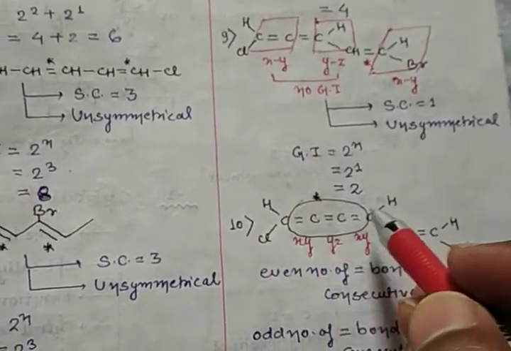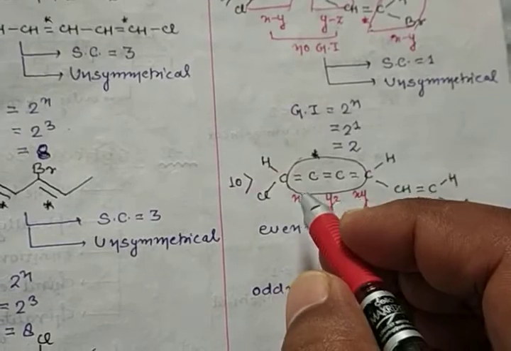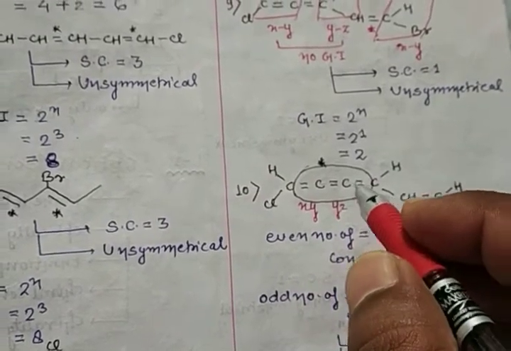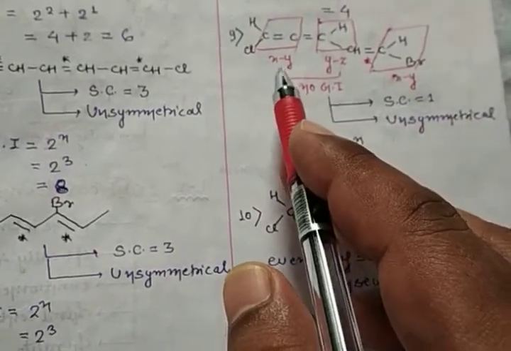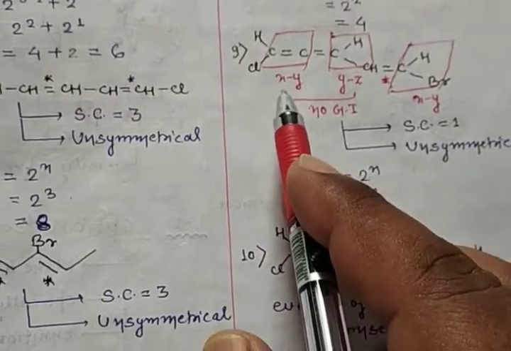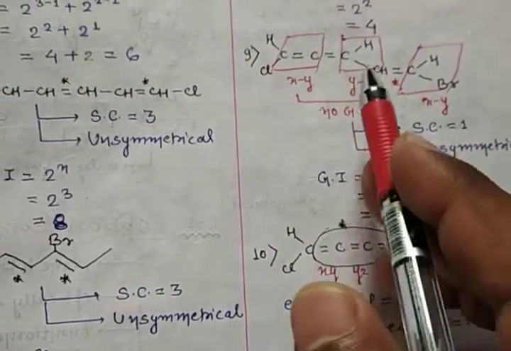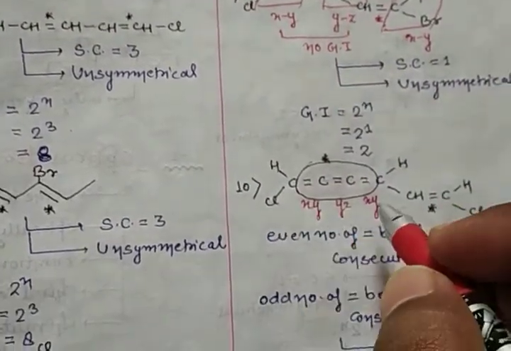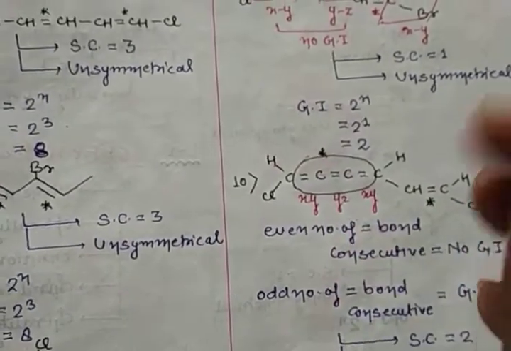There is an odd number of double bonds. So you know very well this is XY, YZ and XY. So just check, suppose you have XY and YZ. If XY is followed by YZ, then that is no G.I. And if an XY plane is there, it means definitely one G.I. is there.